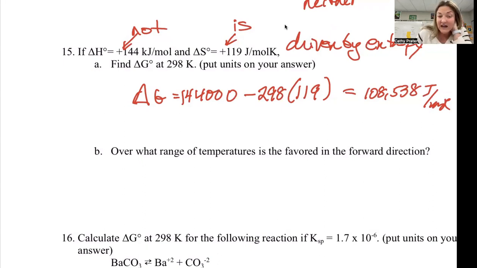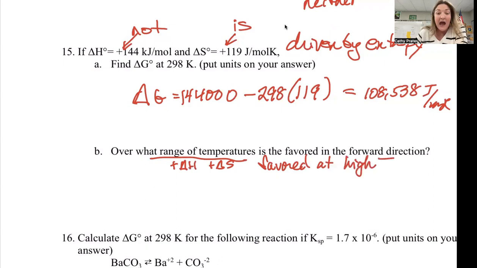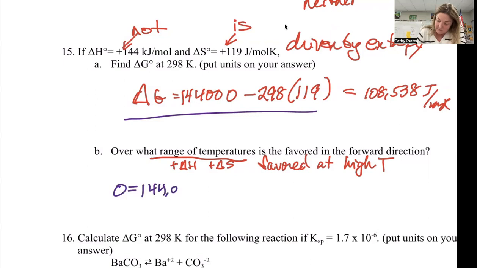So I need to decide the range of temperatures. Because I have a positive delta H and a positive delta S, it's going to be favored at high temps. I need to figure out what that threshold temperature is. So the way we do that is we use the same formula, but we set delta G equal to 0 and solve for T.